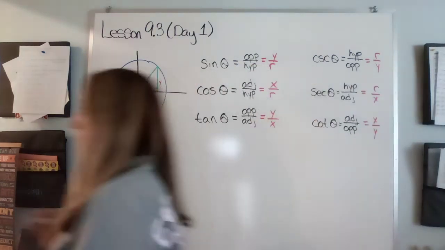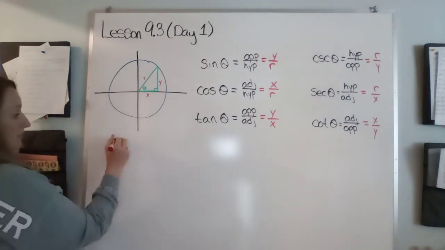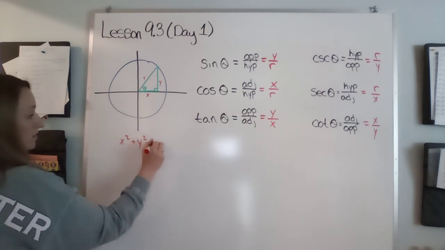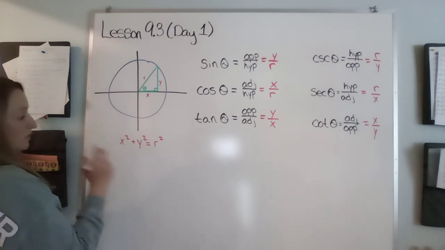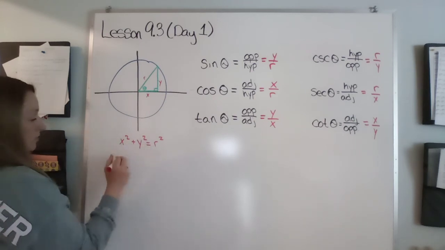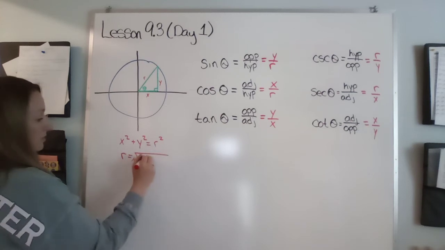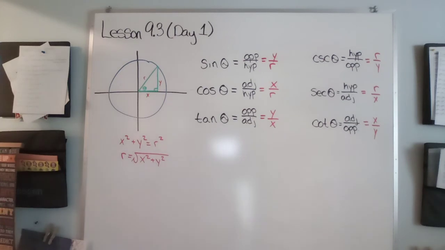Right. Now, keep in mind we have a right triangle here, so we could set up Pythagorean theorem, x squared plus y squared equals r squared. If I wanted to solve for the radius, I could square root both sides of the equation, and I'm going to be left with r is equal to the square root of x squared plus y squared. Okay, so let me erase and get us set up for the first example problem for today related to this information.